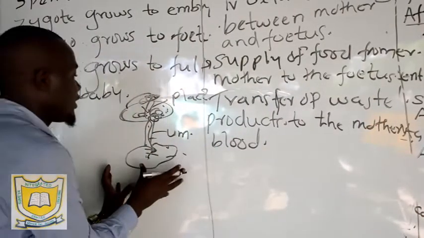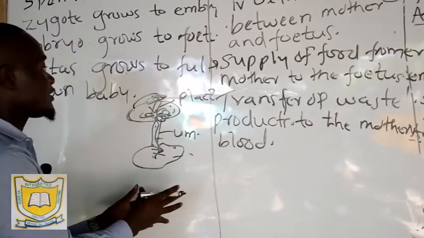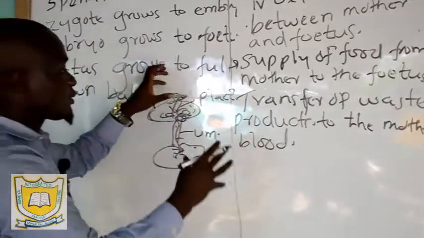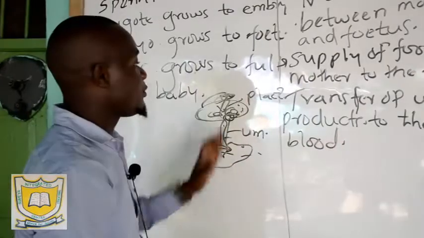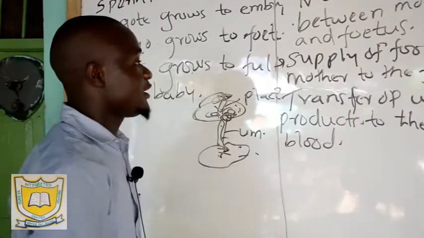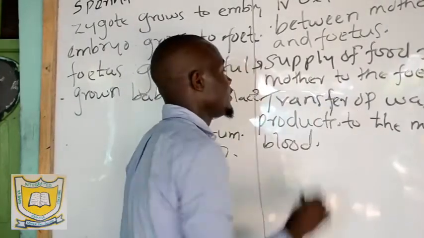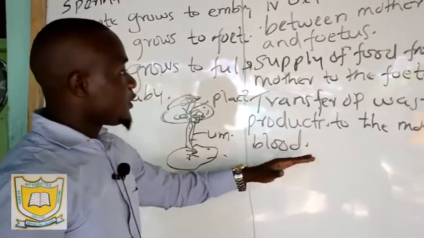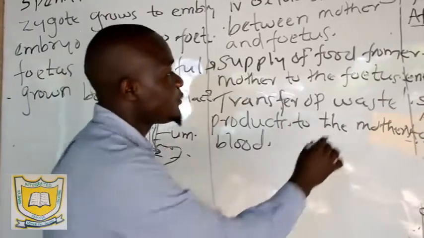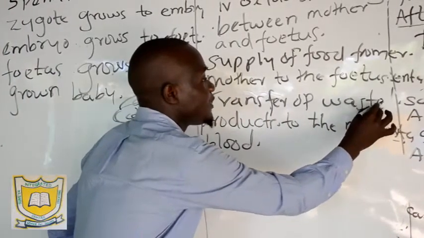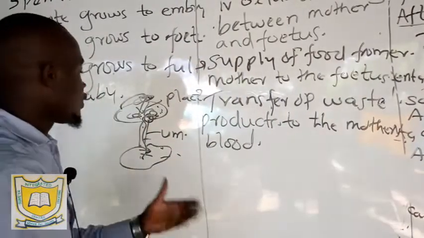The waste products that are produced from the fetus are transported or transferred to the mother through the placenta. Then the mother gets rid of them by the process of excretion. Now, after the waste products have been transferred to the mother, the baby continues to grow.